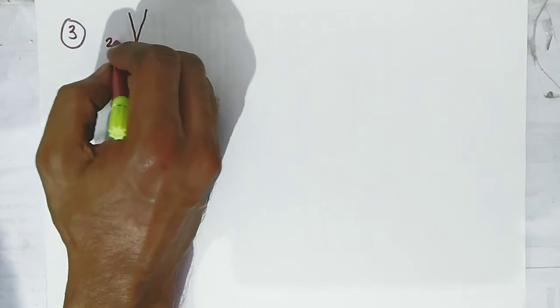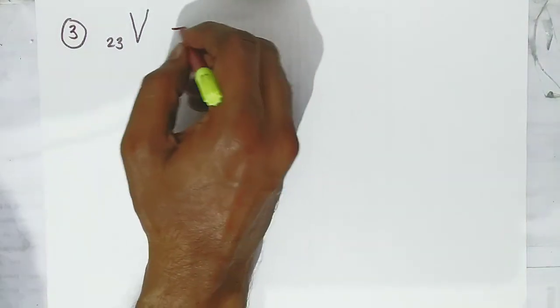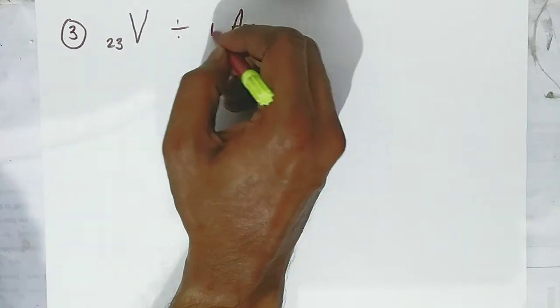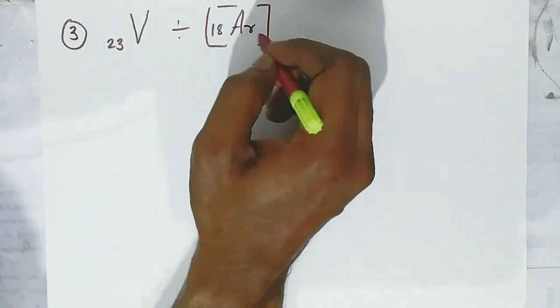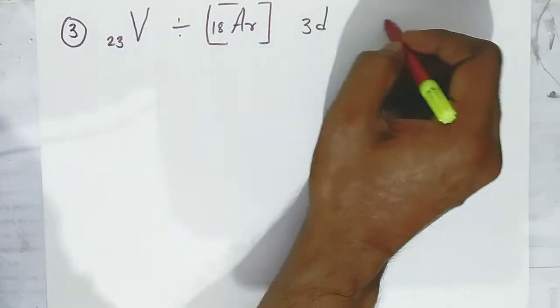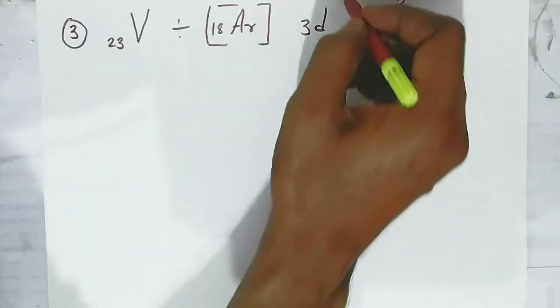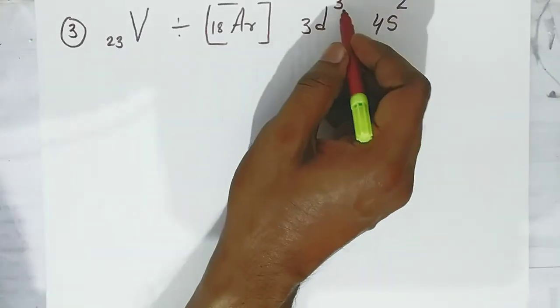Now students, the third element we are going to see is vanadium. Third element, students, vanadium, atomic number is 23. What is the electronic configuration of the vanadium atom? Argon 18. Now students, vanadium: if you subtract 18 from 23, 5 electrons are distributed in 3d and 4s like this: 3d3, and the s orbital always contains 2 electrons.